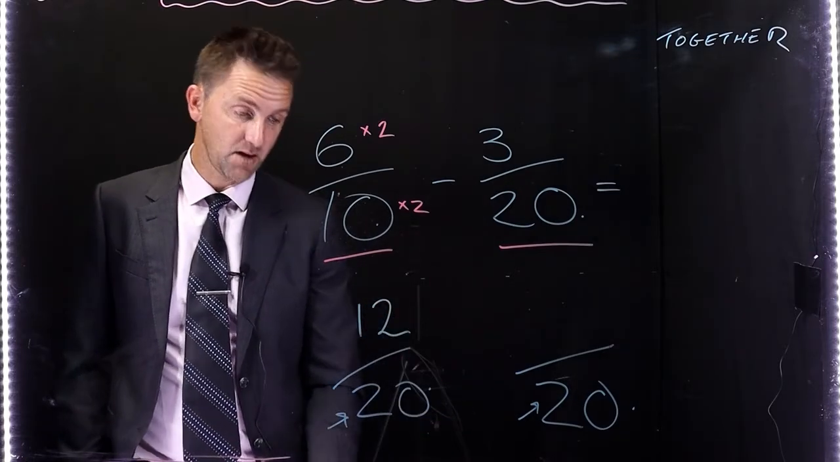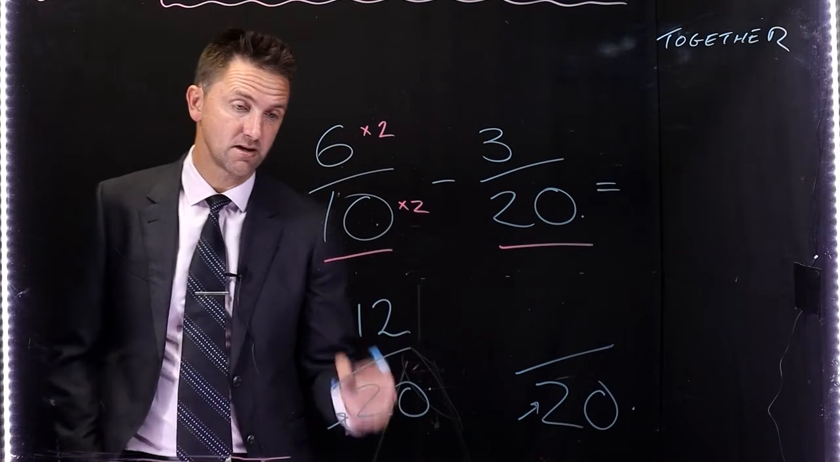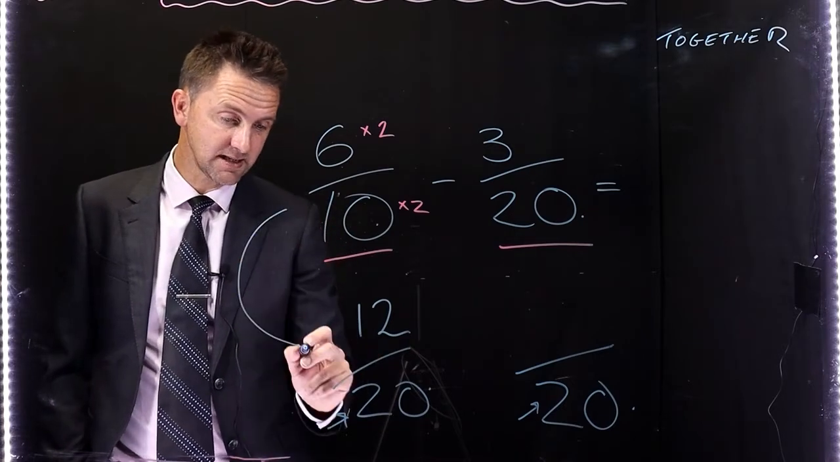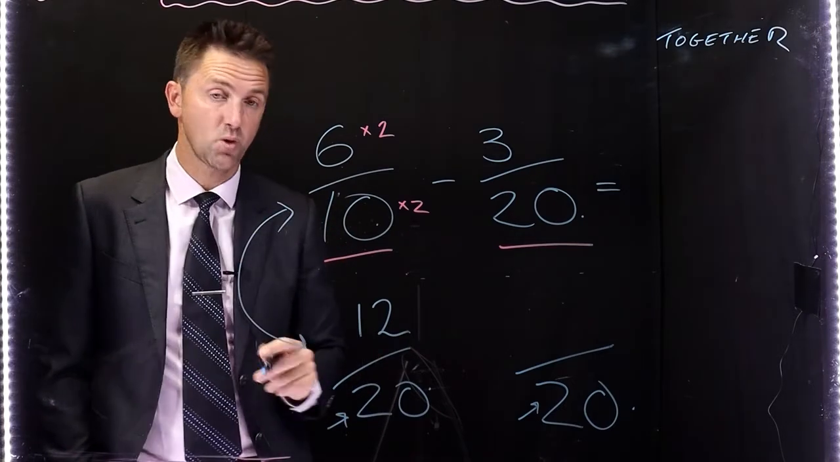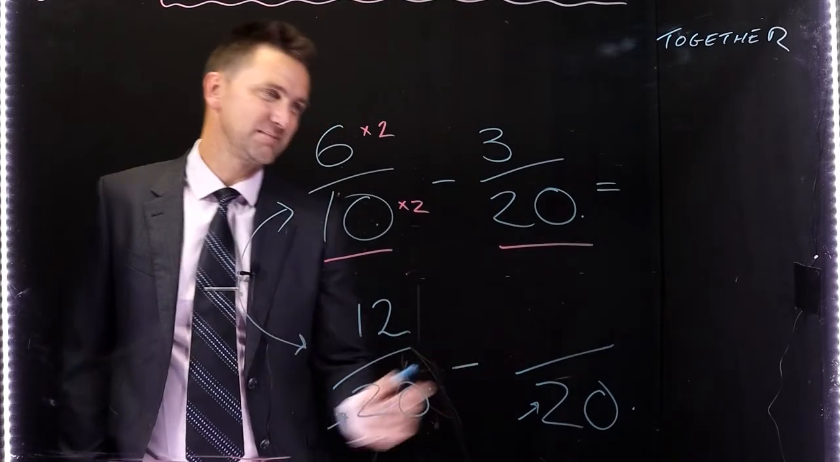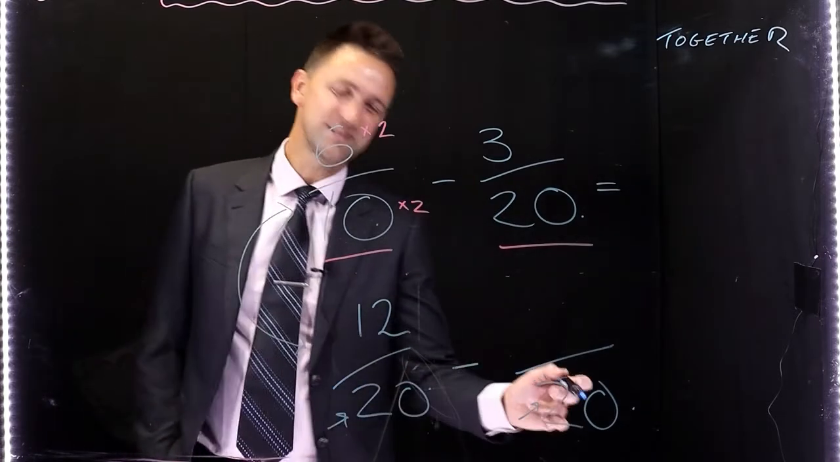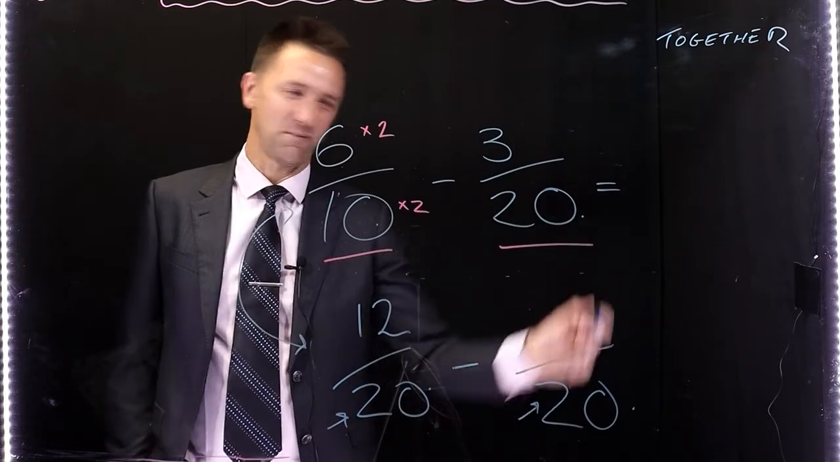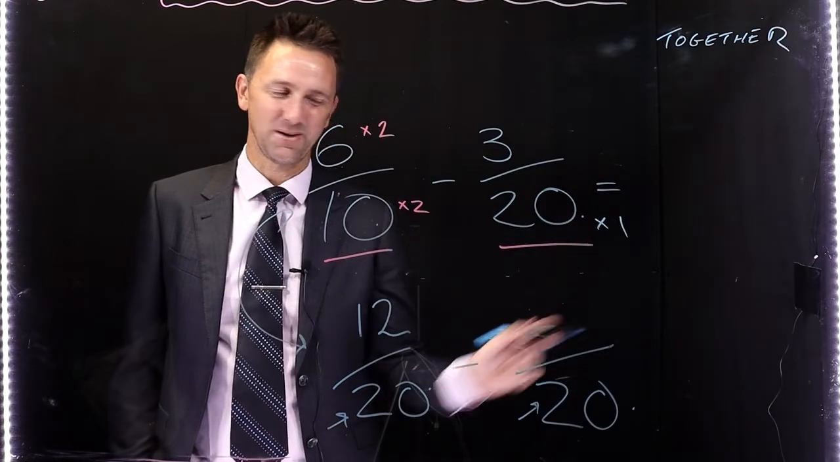Okay, so we've done that. We've made an equivalent fraction. 6 over 10 actually is identically equal to 12 over 20. It's the same value. Hey, this one's a bit easy. What did we do to this 20 to get it to 20? Well, we times it by 1, Mr. Burns. It's not a problem.